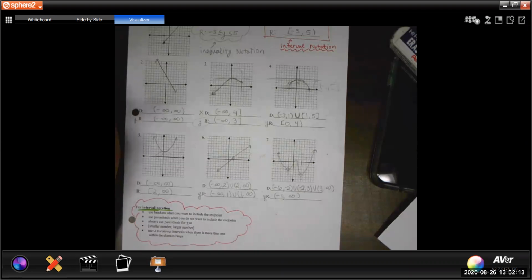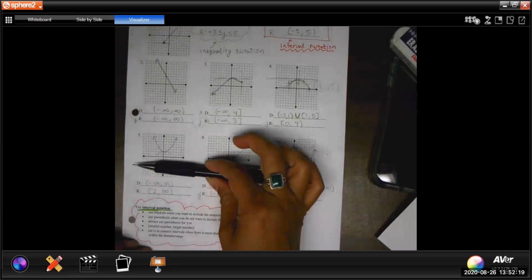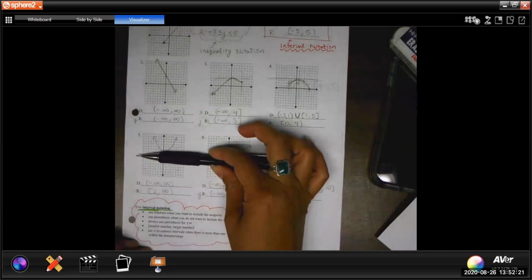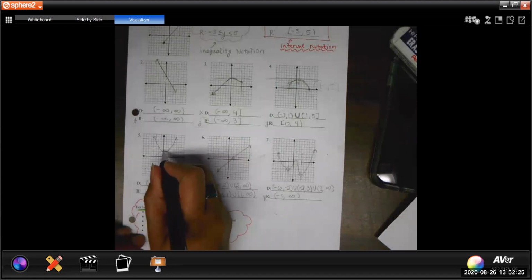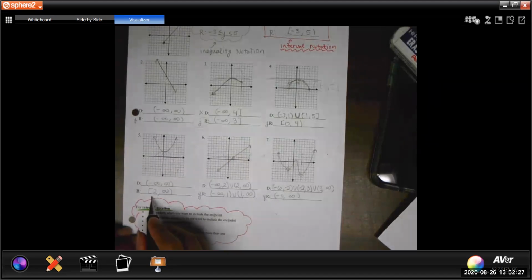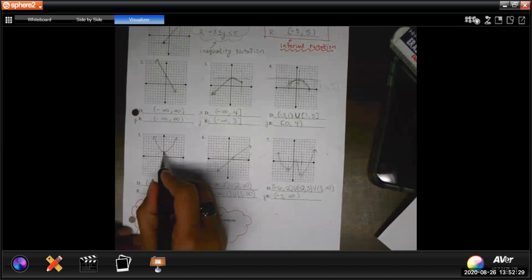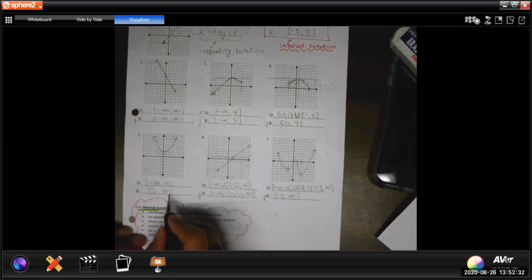No, it doesn't. It only goes upward forever. So we come from the bottom, always from the bottom. What is the lowest point? The lowest point is 1, 2, x value of 2. And it's a bracket because there's no open circle. And then it goes up forever, so it goes to infinity.